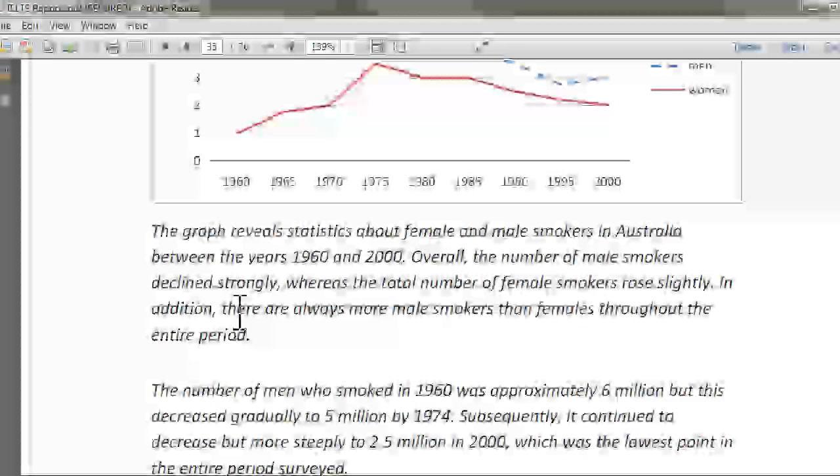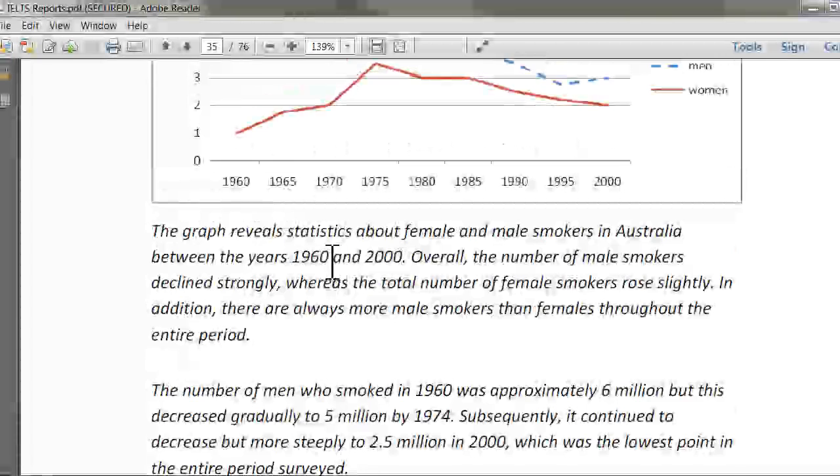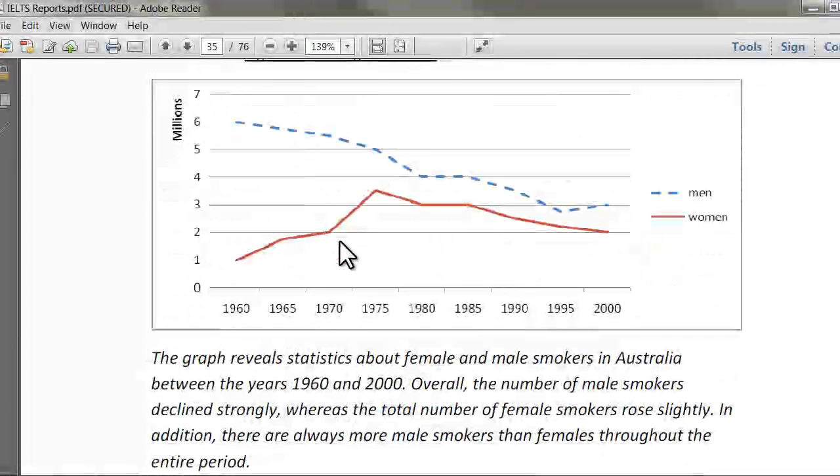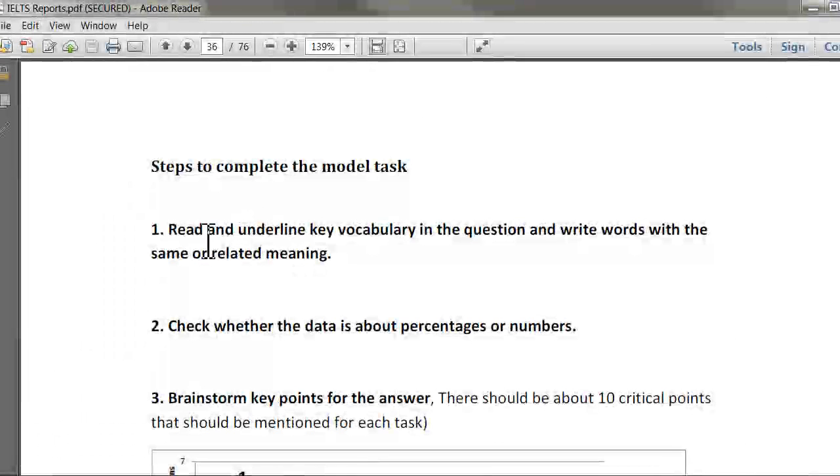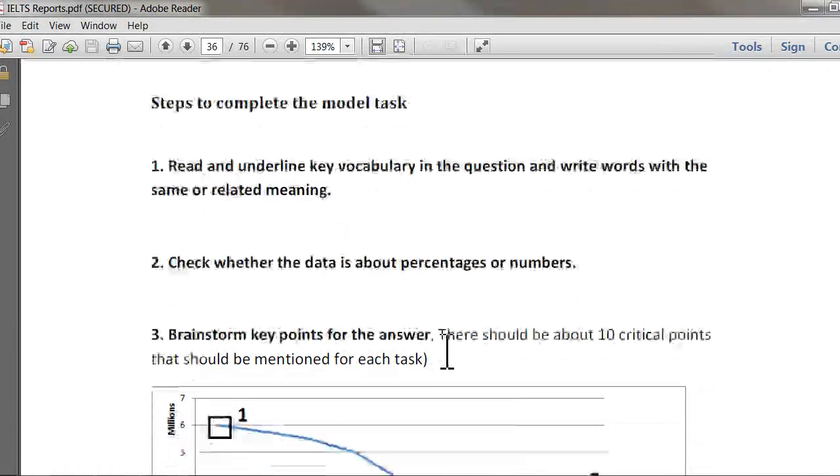I've written a model answer. Then I show you step by step how I arrived at this model answer. So I give you the answer first, and then I show you the steps. So let's see the steps. I was just talking about this one, about underlining keywords and about checking whether it's percentages or numbers.